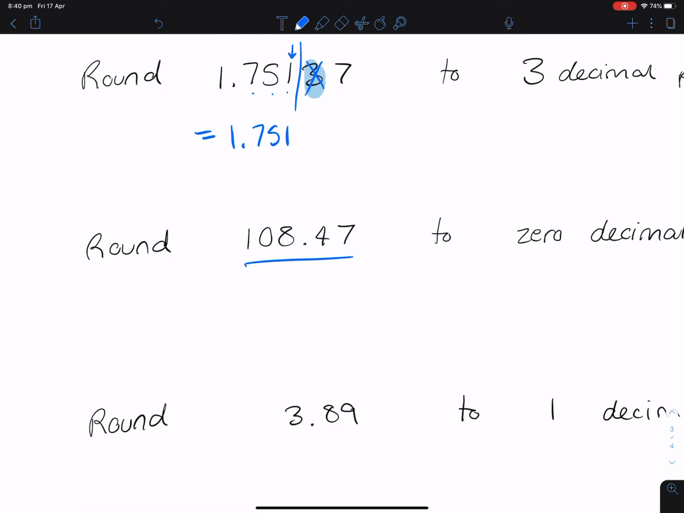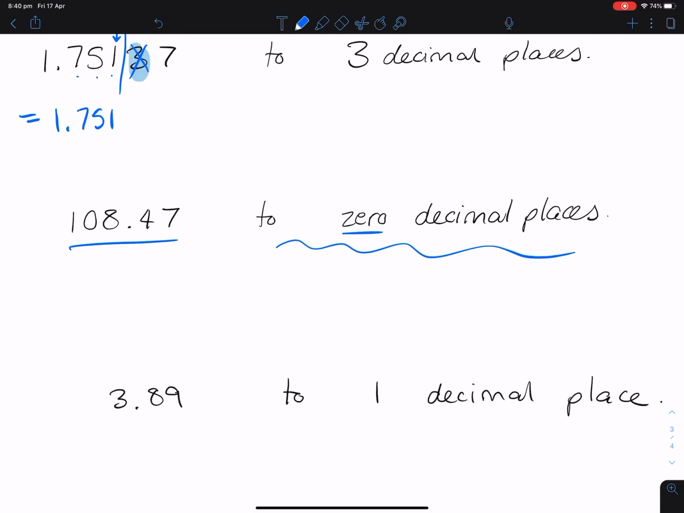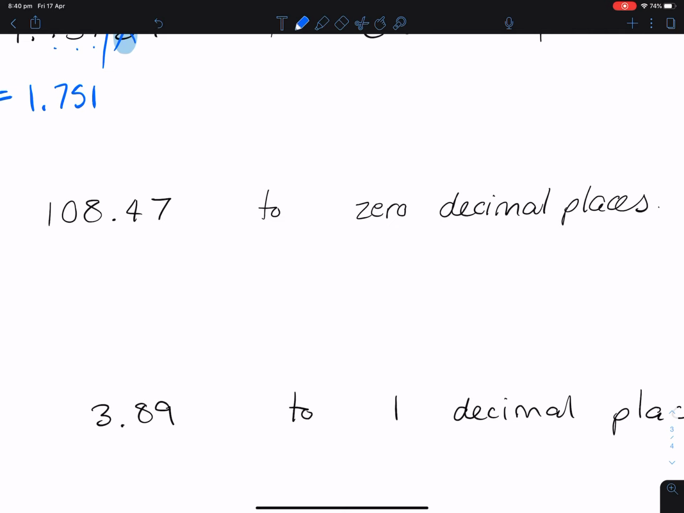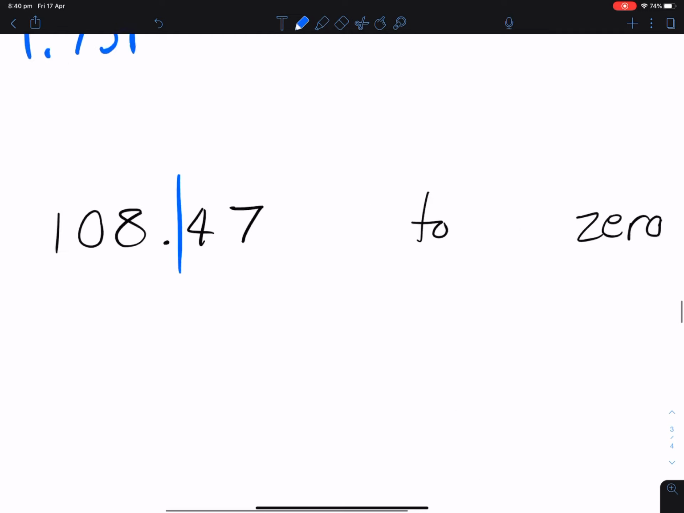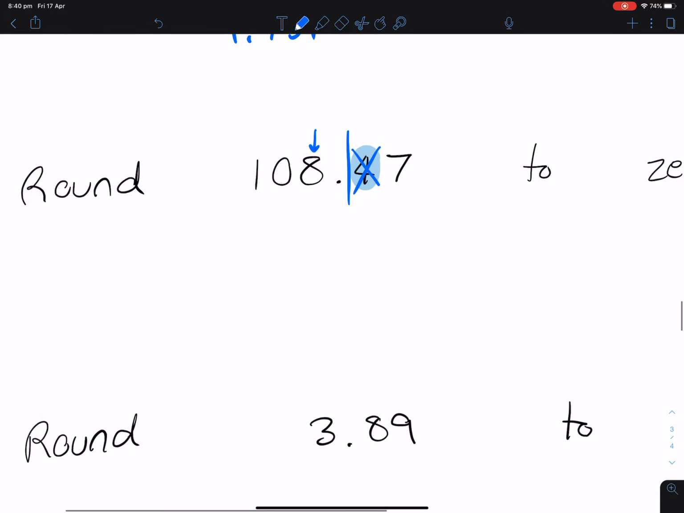Round this number to 0 decimal places. Now I chose this, this is unusual, you probably won't see that in an exam or anything, but you can still do it. So where is the 0 decimal places? Where do I cut that one? Well, you cut it here, so that there are no decimal places when you're done. Now we look at our critical digit. Is it big enough? Is it 5 or larger? In this case, no, it's not big enough, therefore it's not going to change this digit. So the answer is going to be 108.